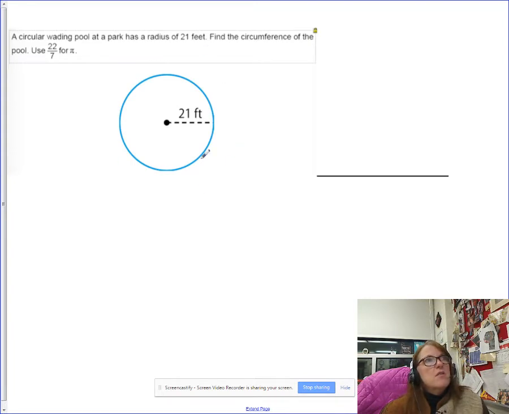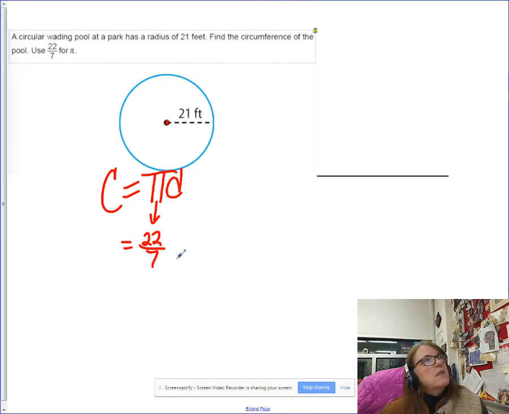Sweet, sweet, sweet. All right, here's another one. This is a circular little wading pool. The radius is 21 feet. Find the circumference of this pool. Okay? Circumference is pi times diameter. Get used to that formula. They say use 22/7 again for pi. 22/7, okay, fine. The diameter, I only have the radius. The diameter goes all the way across. How big is that? That's 21.